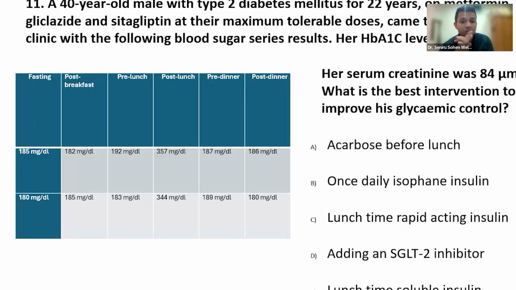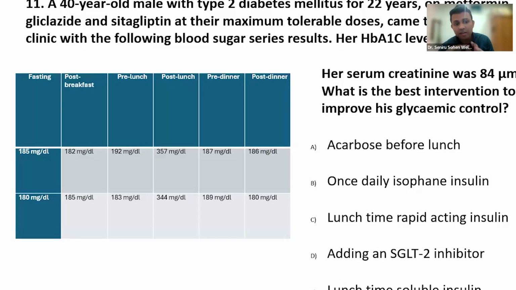So the problem that we have here is the very high spike post lunch, right? So what is the best intervention to improve his glycemic control? So acarbose before lunch can be helpful, but it will not bring down this much of blood sugar and it has a lot of bad side effects. So once daily isophane insulin, it's again a very good option.